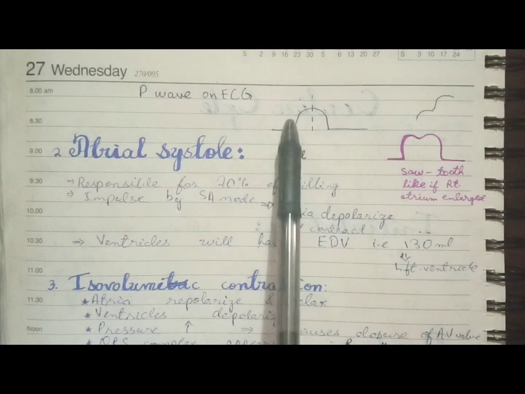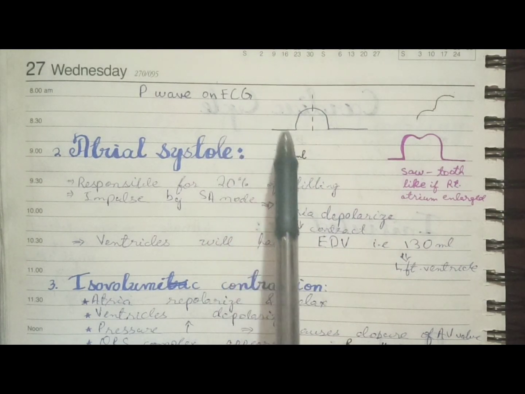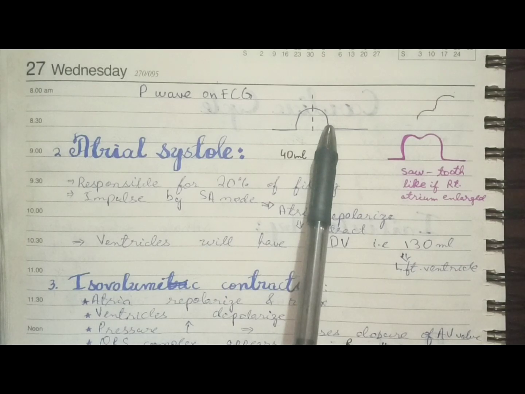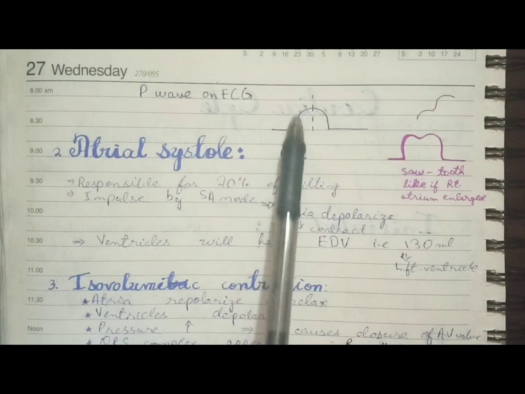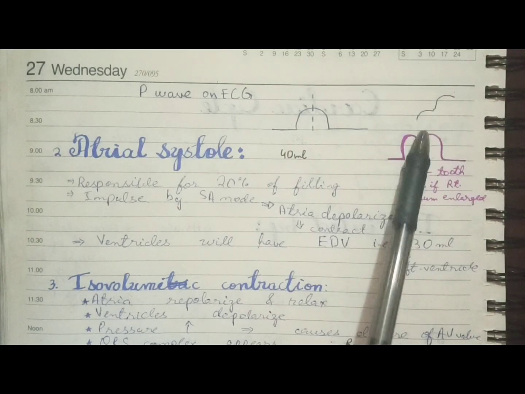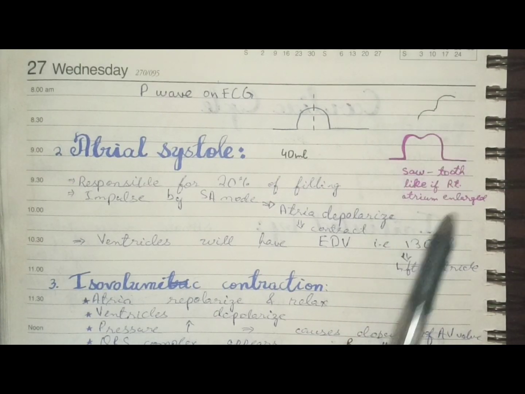Now this is the P wave, or the first wave of the ECG, which is due to atrial systole. I have already told you that this half is due to the right atrium and this half is due to the left atrium. Now if the right atrium enlarges, we will get a sawtooth-like wave on the ECG. After the enlargement of the right atrium, we will get what? A sawtooth-like wave on the ECG.